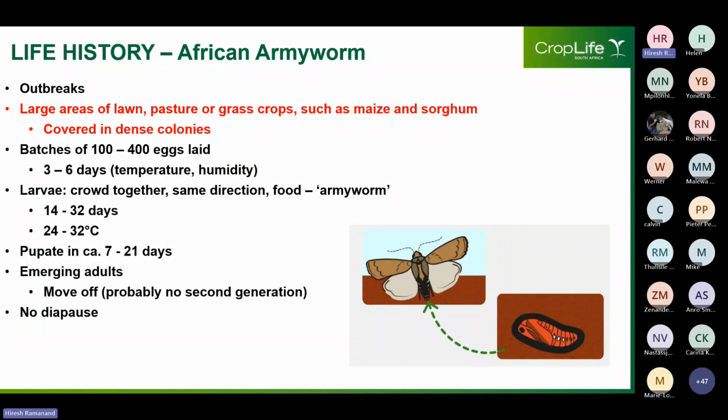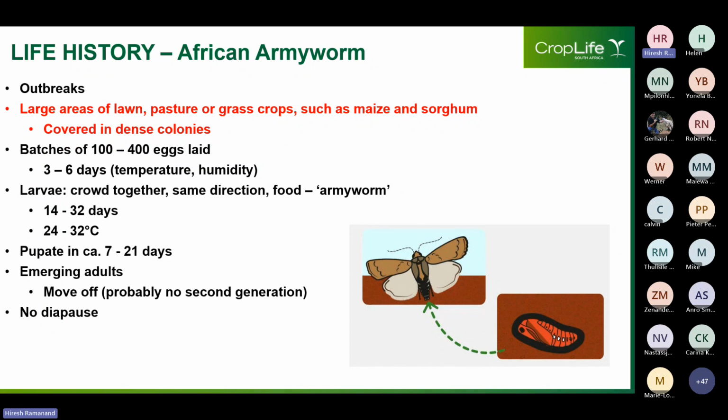Now, the female moth lays her eggs in batches of between 100 and 400 and can produce up to 1,000 eggs in her lifetime. These hatch within 3 to 6 days, depending on air temperature and humidity. The larval stage lasts 14 to 32 days. Larvae require temperatures of between 24 to 32 degrees Celsius to develop, and therefore anything below this will hinder development and often cause death of the larvae.